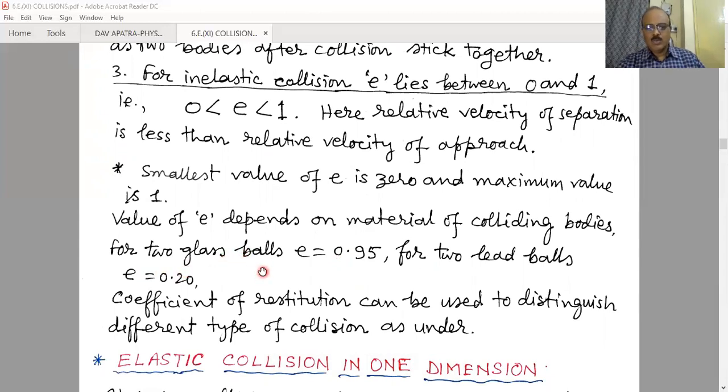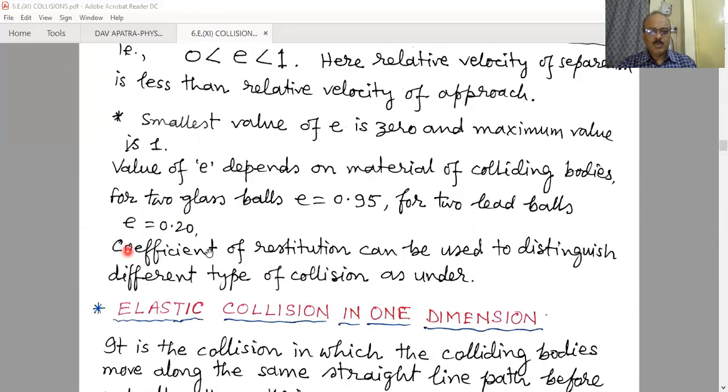That means when two lead balls collide with each other, the maximum amount of kinetic energy is lost into heat energy or other forms of energy. The coefficient of restitution can be used to distinguish between the different types of collision as under. With the help of this quantity, we can distinguish them, obviously, when e is equal to 1, e is less than 1, and e is equal to 0.